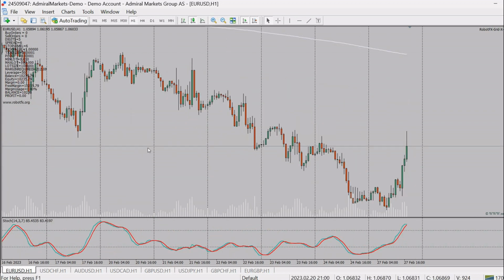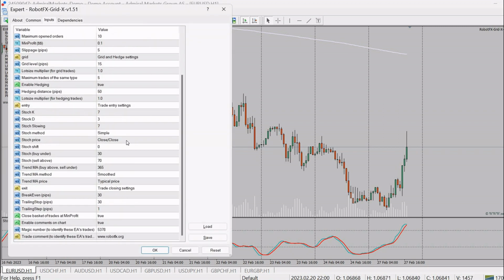And the trading signal is given by the stochastic crosses, the cross between the green and the red line of the stochastic indicator, that happen in the overbought or oversold area. And in the expert advisor itself, we can enter the stochastic settings that we want. Again, the method, simple, exponential, and so on, applies to close, low, high, etc. And we can also determine the overbought and oversold areas.